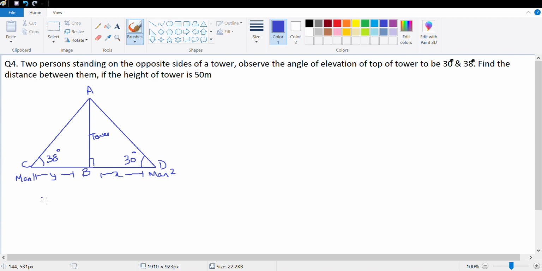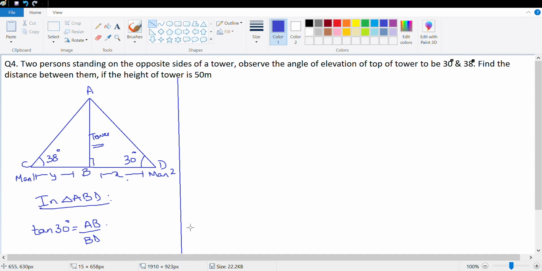So let's first look at triangle ABD. Again, I have perpendicular upon base, or opposite upon adjacent, which means tan 30 degrees is equal to AB upon BD. In this case, tan 30 we know is 1 upon root 3. So 1 upon root 3 is equal to AB, which is the height of the tower.